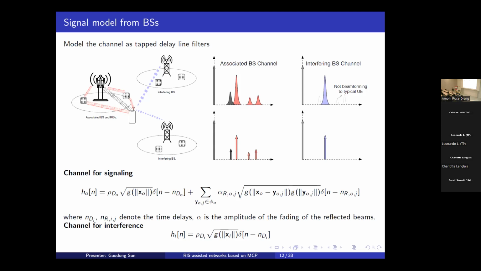And the channel for the signal targeted to this user is given here, by path loss, fading, and time delay, and a group of taps from RISes, each with fading, path loss, and delay. In particular, here we introduce a new notation. The new random variable alpha denotes the beamformed fading from each RIS. And the channel of interference is the same as the classical model. You consider all the randomly located base stations, with fading, path loss, and delay.